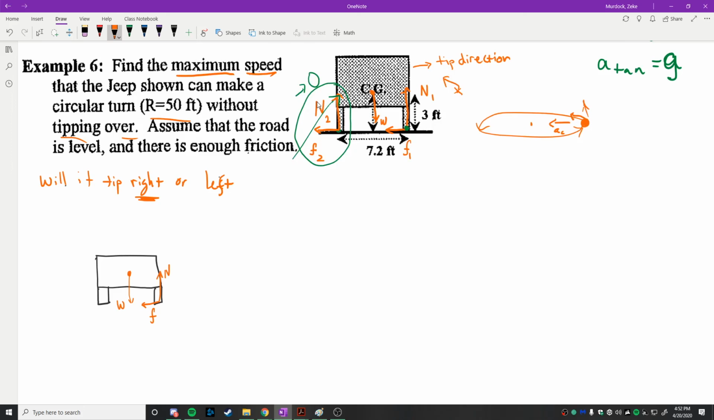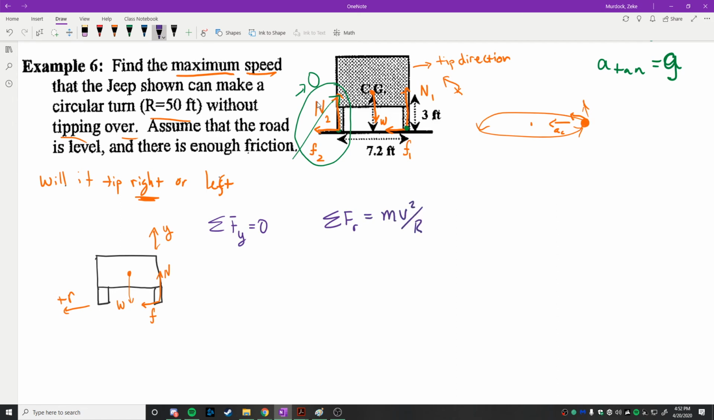So one of the things we can state about this problem is, if I define the upward direction to be the y direction and the leftward direction to be the radial direction, then we can use Newton's second law. The net force acting in the y direction should be 0, and the net force acting in the radial direction should be equal to mv squared over r.